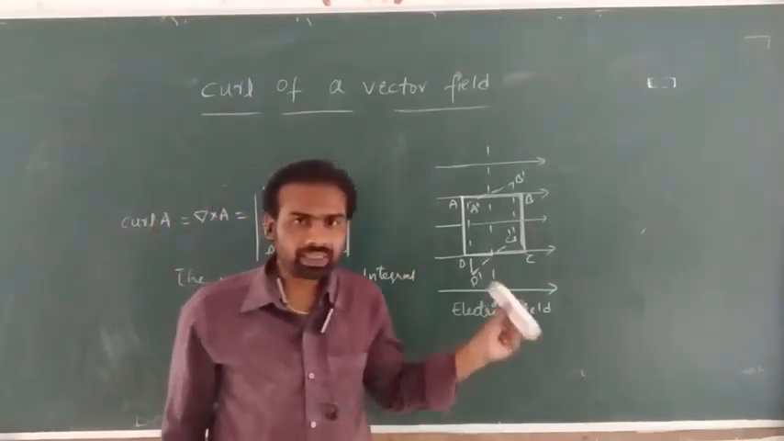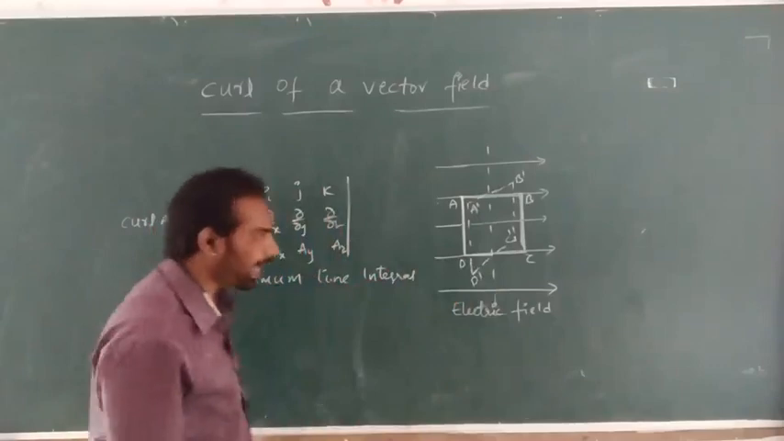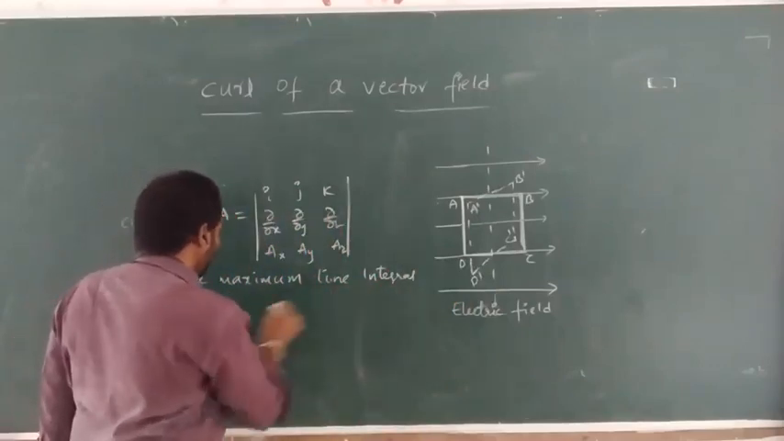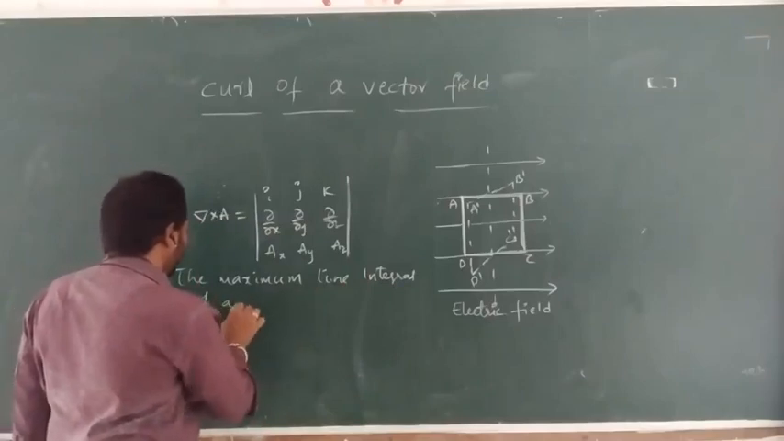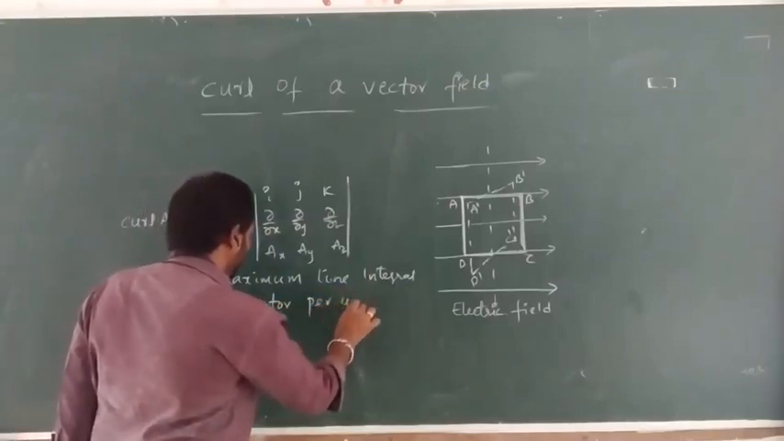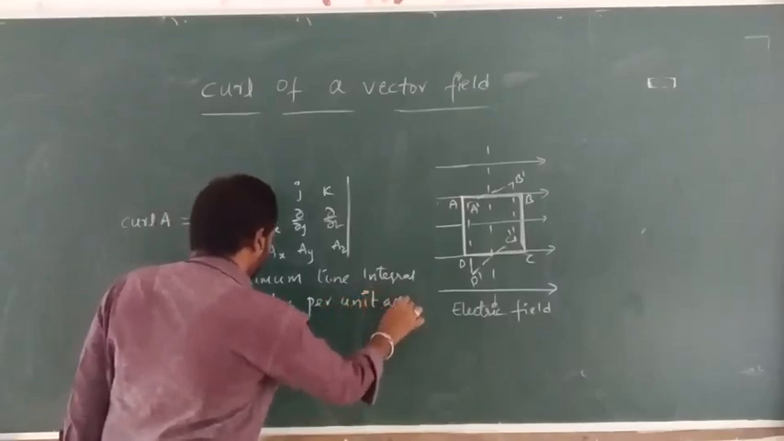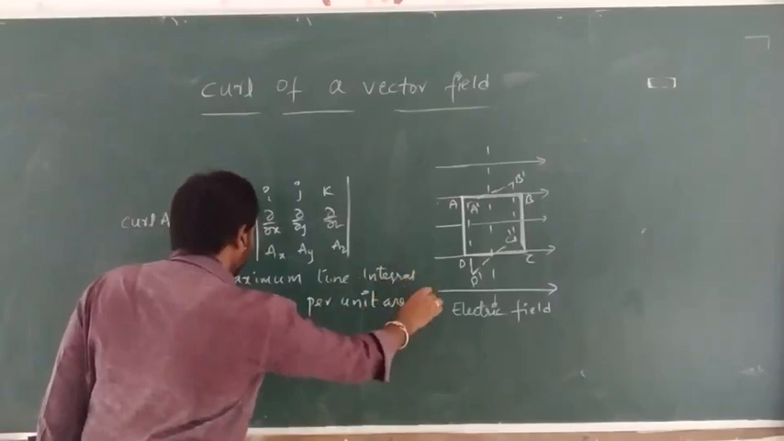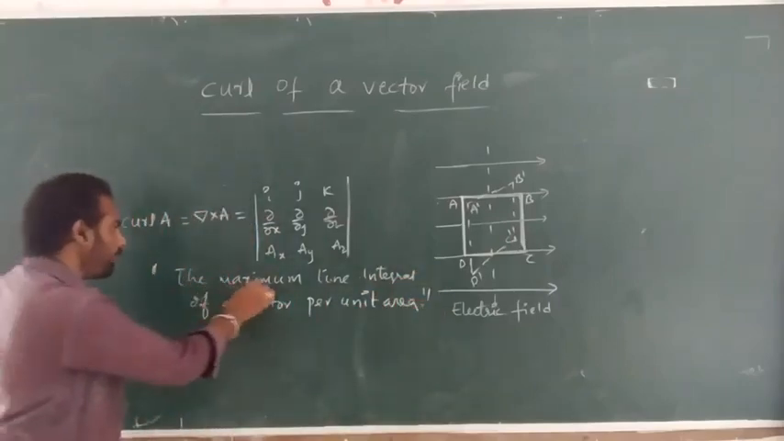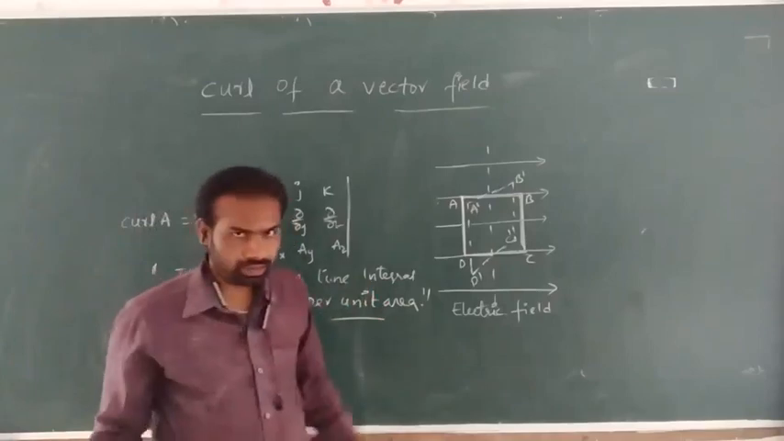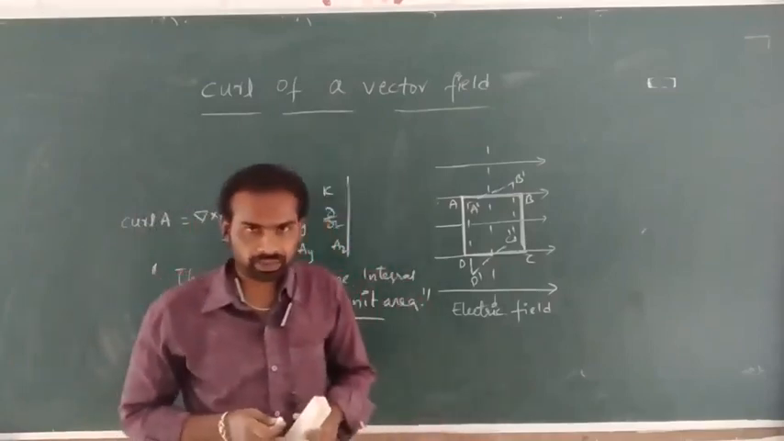The curl of a vector field is defined as the maximum line integral of a vector per unit area. This is the definition of curl. The maximum line integral of a vector per unit area is nothing but the curl of a vector field.